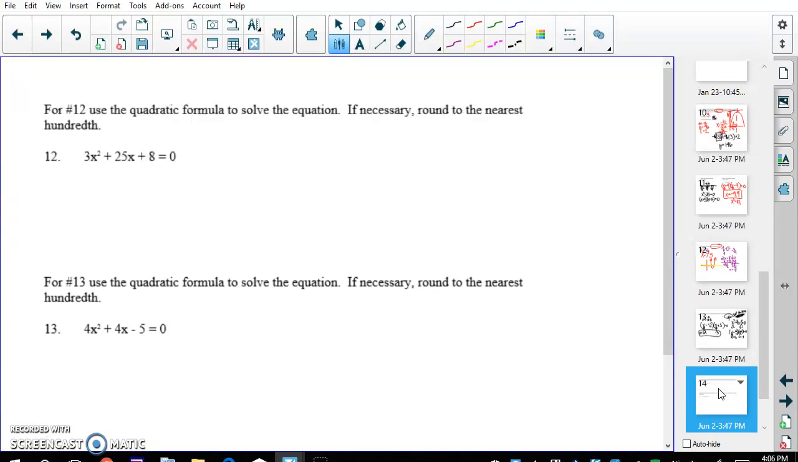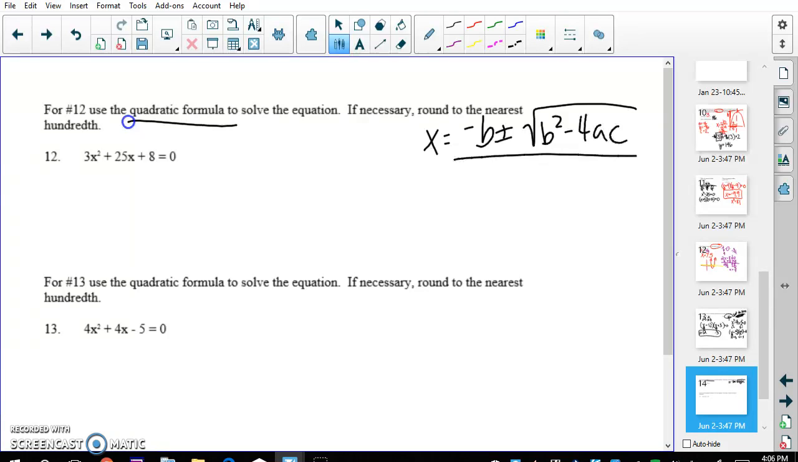Almost done. The last several use the quadratic formula. So, what am I going to do? Did you write the quadratic formula down? X equals the opposite of b plus or minus square root b squared minus 4ac all over 2a. So I list a equals 3, b equals 25, c equals 8.